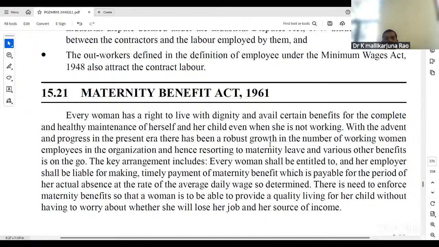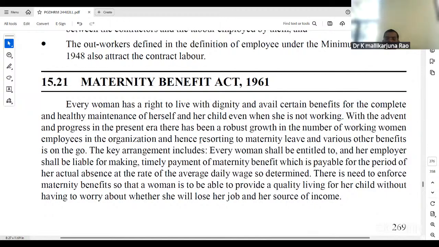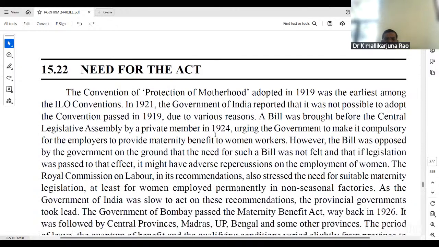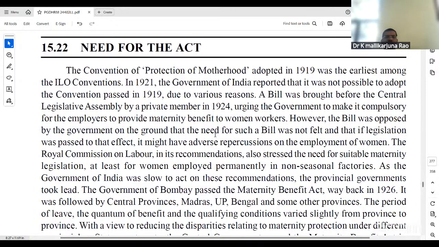Every woman has a right to live with dignity and to avail certain benefits for the complete and healthy maintenance of herself and her child, even when she is not working. This Act gives importance to women workers, their working conditions, and the benefits they are entitled to. What is the need for this Act?